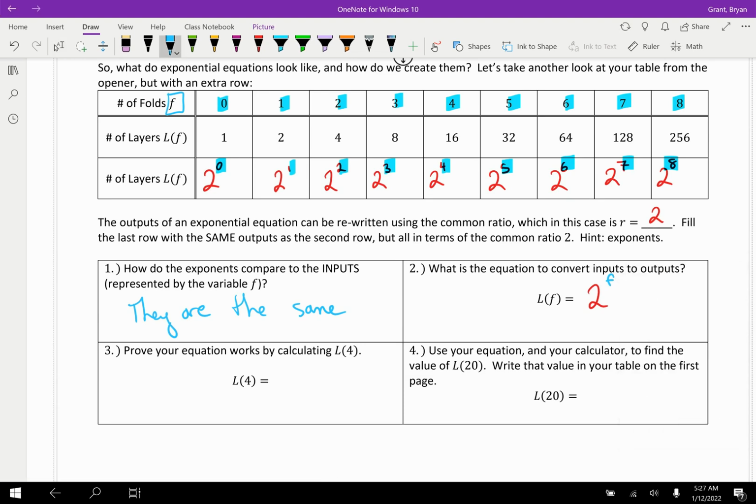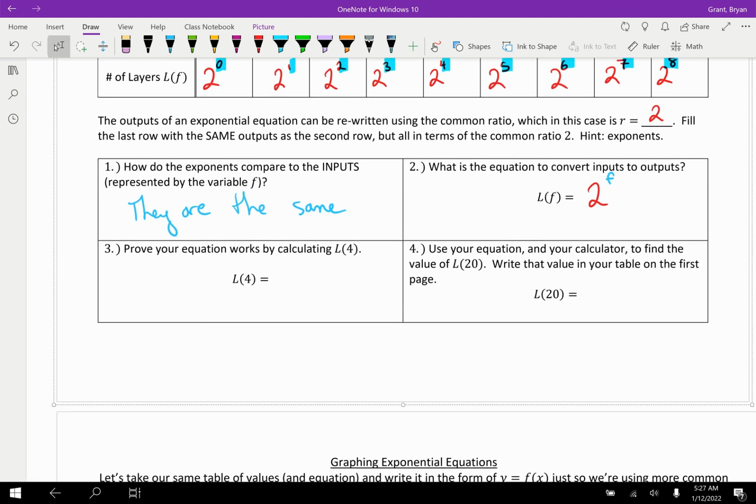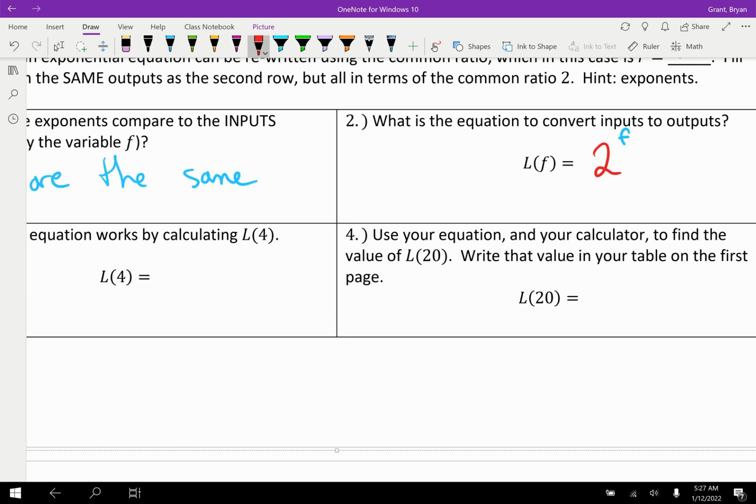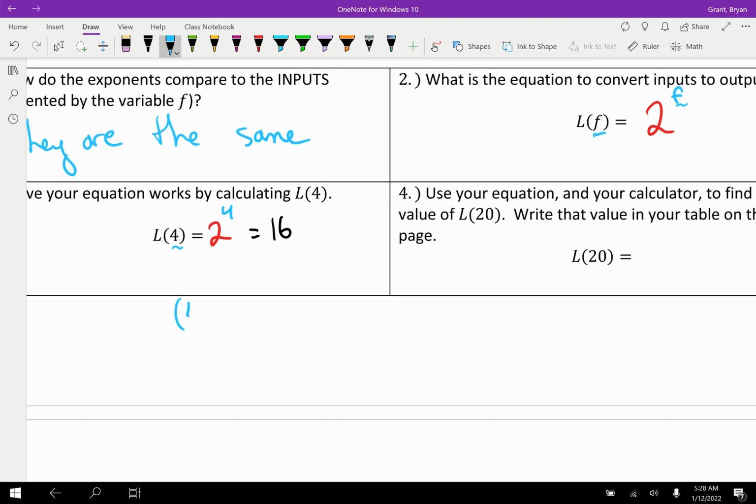All right, well, let's prove that our equation works by calculating L of 4. To do L of 4, we take our formula, which is 2 to the F, but notice the input is 4. So we have to do 2 to the 4th, and we actually just did that. We saw that that was an output of 16. So we input a number 4, and we got an output of a number 16.